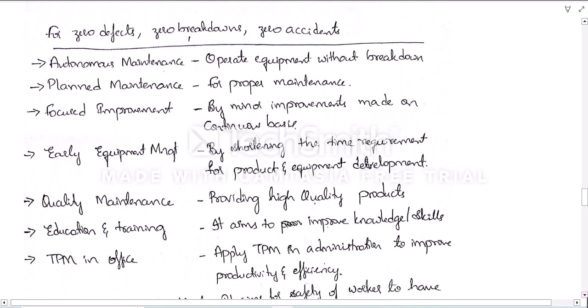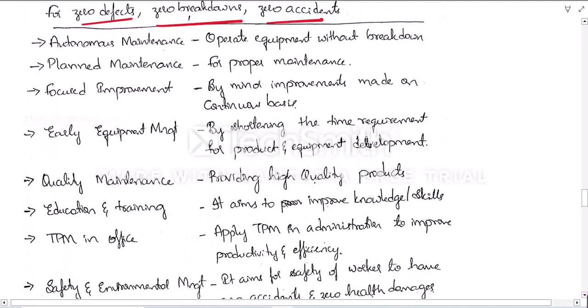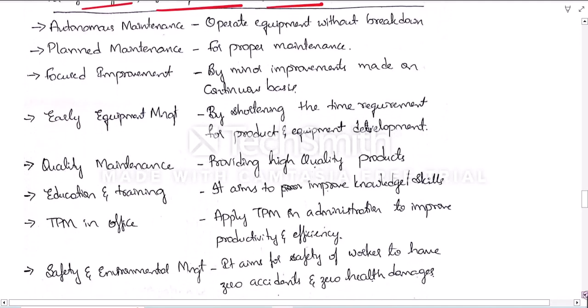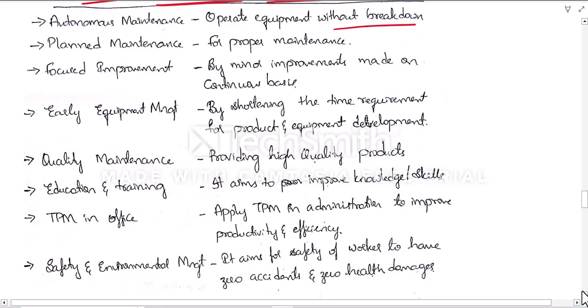So why do we have to do that? For zero defects, zero breakdowns and zero accidents. What should we do? Autonomous maintenance means we should operate the equipment so that it will not have any breakdowns during the production time. And we should plan the maintenance, because we should not be in the mentality that we will do repairs only after the breakdown. We should do it at regular intervals in order to avoid any breakdowns during the production time.